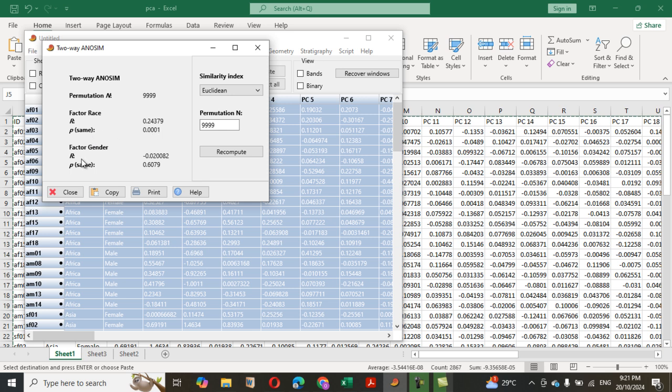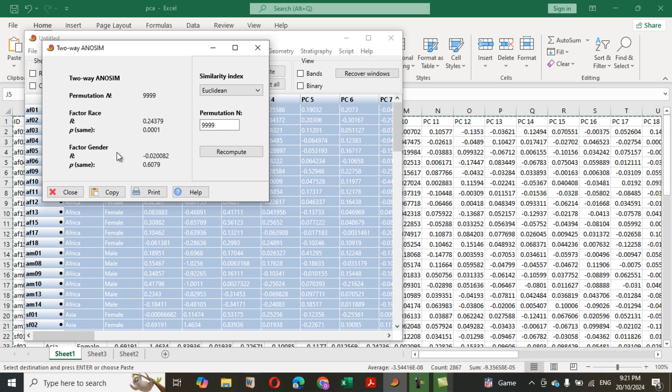But when it comes to gender, you can see they are not dissimilar. There is no dissimilarity between the genders. That's what it means. You can see your p is not even significant. So you can see the difference between the two. At race level, the races are dissimilar, but at gender level, they are not, which means some males look like females.